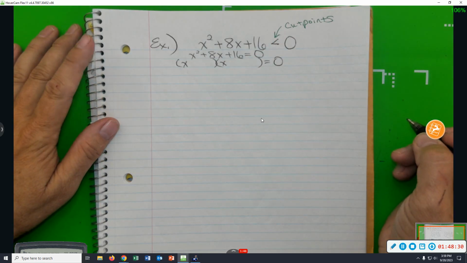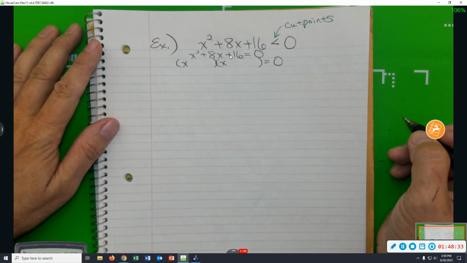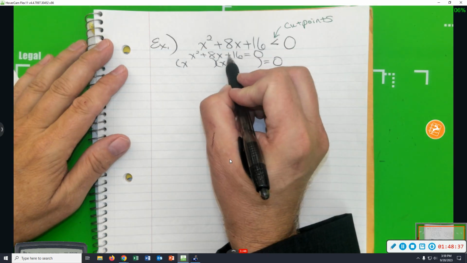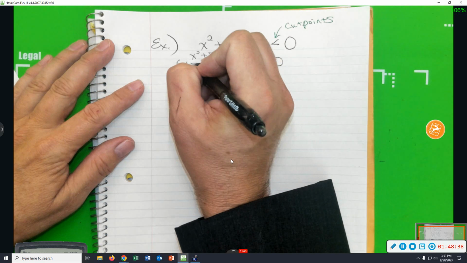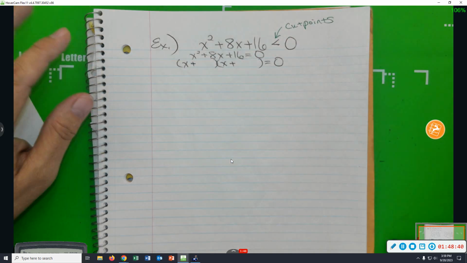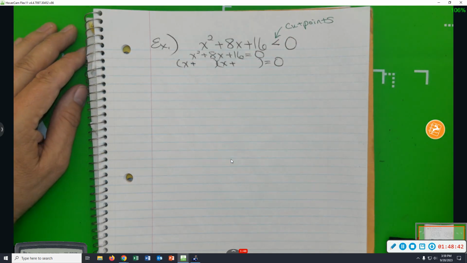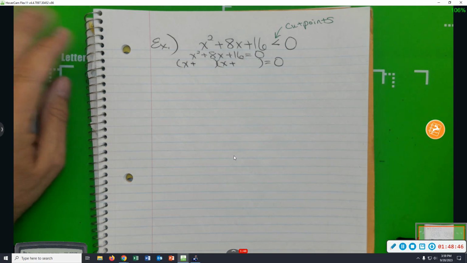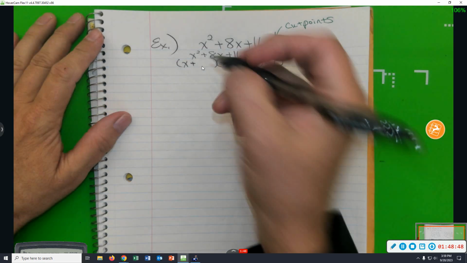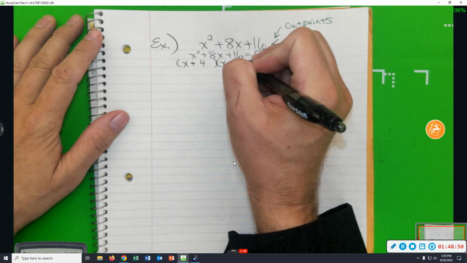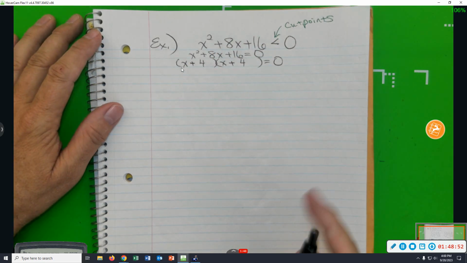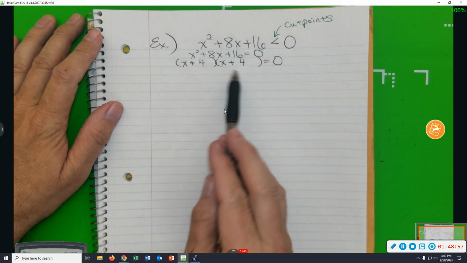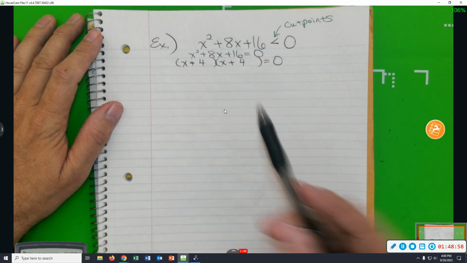Signs. Positive, positive. The last sign's a plus, so you have 2 of the first signs. So positive, positive. And 16: 1 times 16, 2 times 8, or 4 times 4. 4 times 4, look at that. We have repeated factors. Y'all see what we mean finally about repeated factors? We have the same thing inside both sets of parentheses.